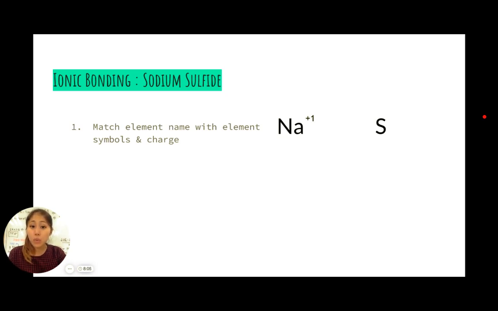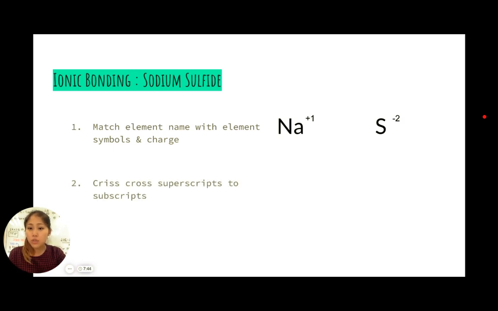Sodium is in group 1, so it has a fixed charge of +1. Sulfur is in group 6, so it has a fixed charge of -2. Notice sodium is the metal, sulfur is the nonmetal. Metal is always named first, nonmetal is named second.